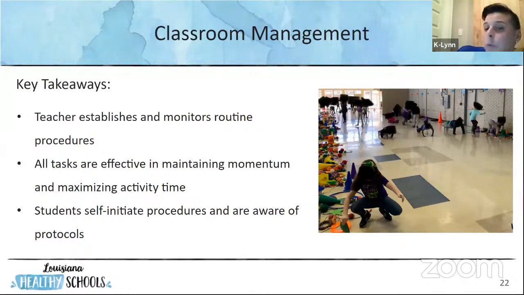Something very similar to this with the high school, because I don't want to leave out our secondary teachers, that sport ed approach that I talked about, the sport ed curriculum, you pre-assign those teams and it stays the same within a unit. So those roles that I mentioned, the coach, the fitness trainer, whatever you do, that stays the same for however long you're in the unit. And then that's somebody's job.